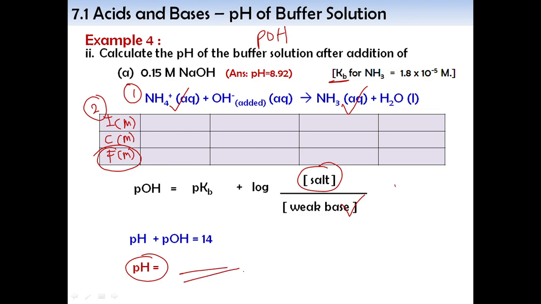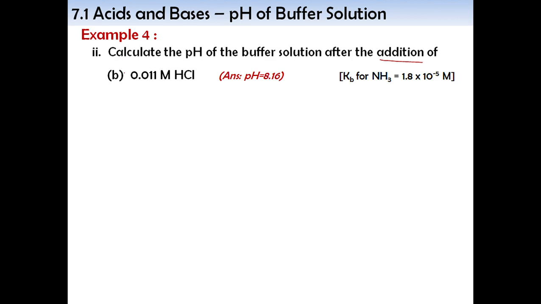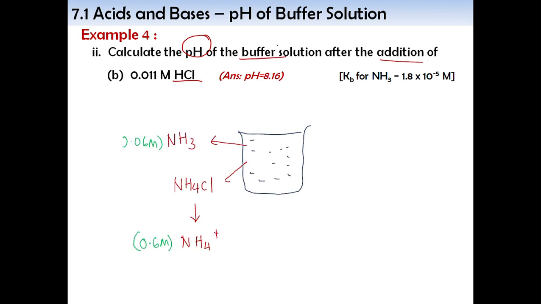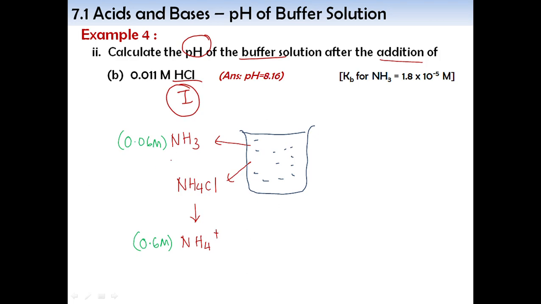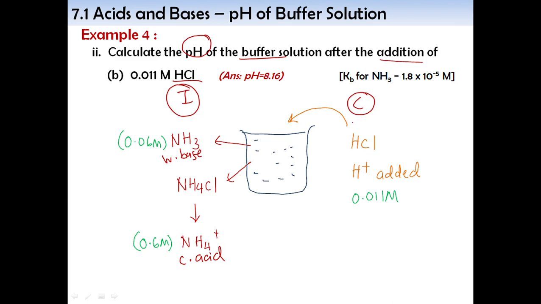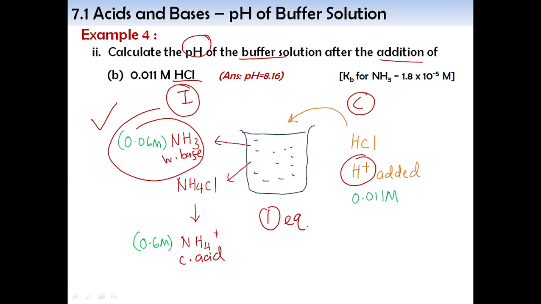I hope that everyone can finish this question. And this is the answer. Upload your answer. Okay, so we move forward to 2B again. I add HCl. I want to find the pH of the buffer solution. So this is my buffer solution. Initially, I have a weak base and also conjugate acid given by the salt. What I add in this buffer is HCl. So this is my change. If you add H+, this is a strong acid. Base will consume it. So for the first step, please write the equation between NH3 and H+.